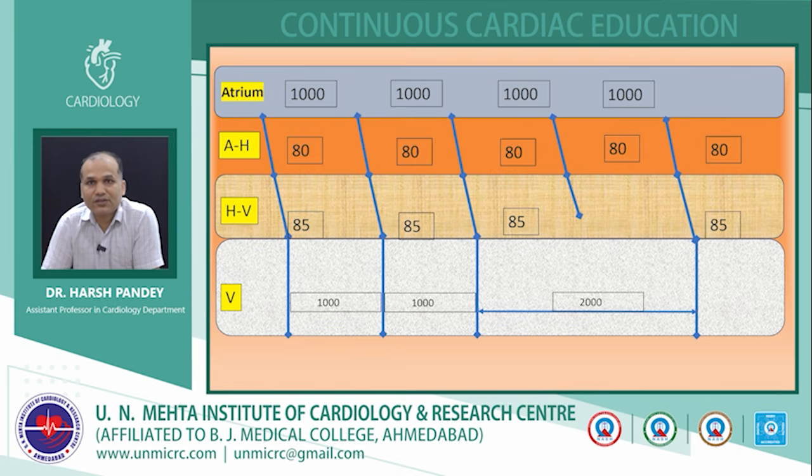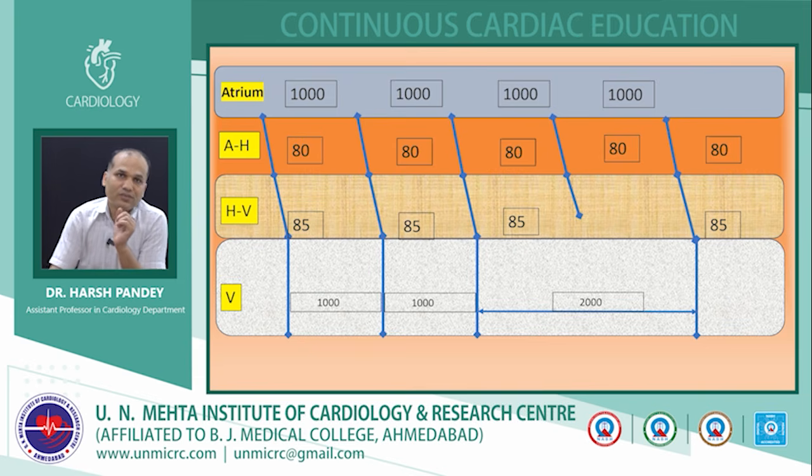So here you can see the pause was twice the PP interval. Here it is 2000 millisecond. So there is no PR prolongation, a sudden P wave is blocked, and the pause duration is twice the PP cycle length. So this is termed a Mobitz type 2 AV block.